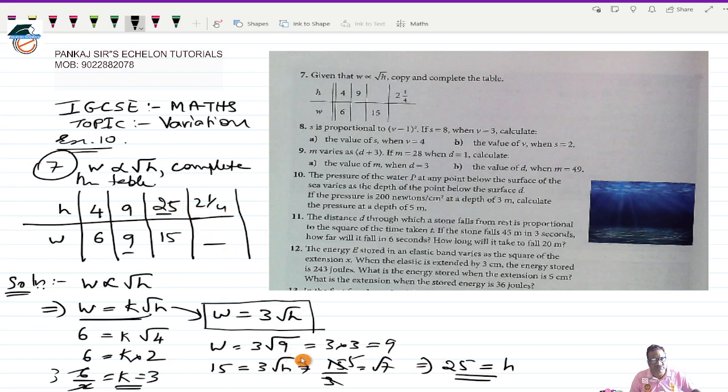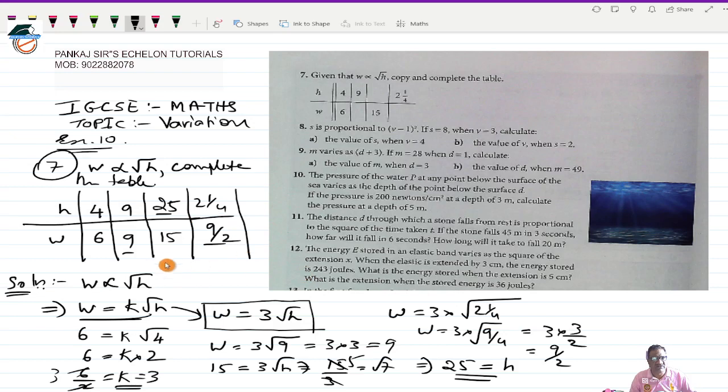Now when H is 2 1 by 4, what will be W? W will be equal to 3 times square root of 2 1 by 4. This is W equal to 3 times square root of, 2 1 by 4 can be written as 8 plus 1 is 9 upon 4. This can again be written as 3 into 3 upon 2, because square root of 9 by 4 is 3 by 2. This gives me 9 by 2. W is 9 by 2. So the table is complete.